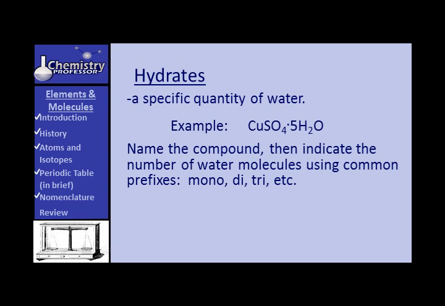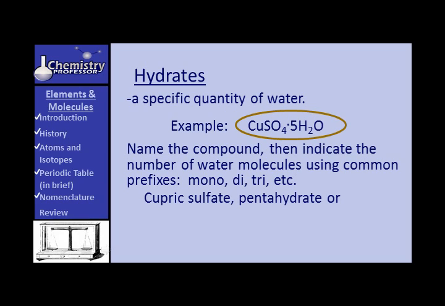How do you name it? You name the compound, and then you indicate the number of water molecules by using those prefixes we've talked about. So this compound then, this one right here, is called cupric sulfate pentahydrate, or of course it could be called copper 2 sulfate pentahydrate. And notice the comma that separates the name from the number of water molecules.